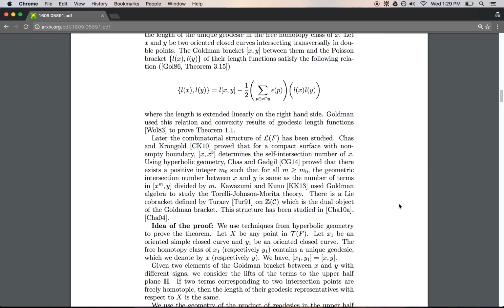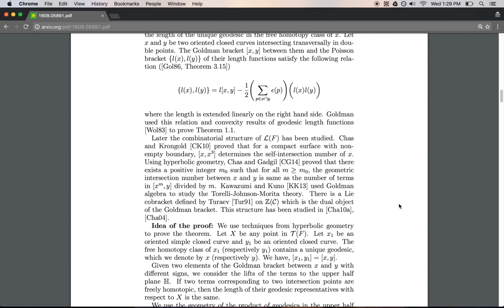Where length is extended linearly on the right-hand side. Goldman used this relation in convexity results of geodesic length functions, which was presented in 1983, to prove theorem 1.1. Later, the combinatorial structure of script L of F has been studied. Cass and Grongold proved that for a compact surface with non-empty boundary, bracket x, comma x cubed determines the self-intersection number of x.